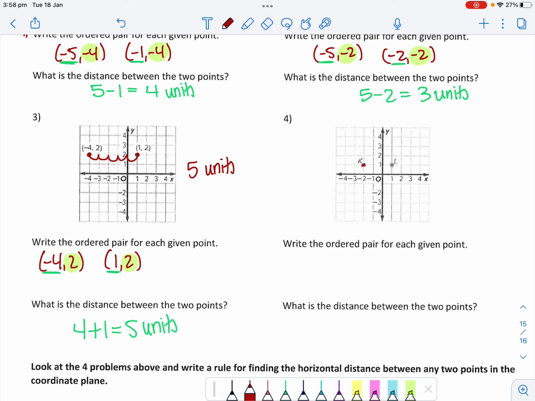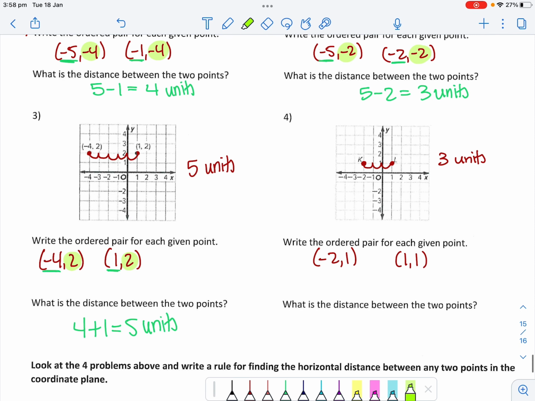The same thing will happen over here. So 1, 2, 3 units, because it counts by ones. And then if I do the same thing here, -2, 1, and 1, 1, the y's are the same, so I'm using the x's. They are opposite signs, so I'm going to add them together. 2 plus 1 is 3 units.